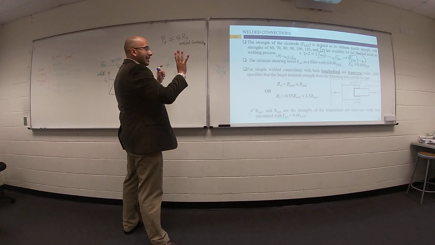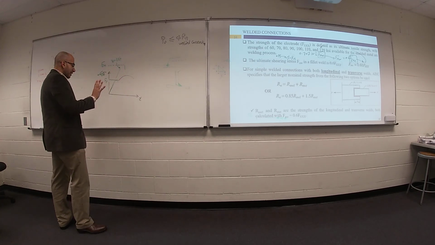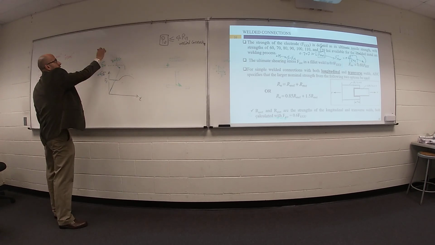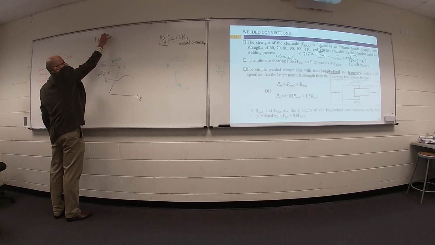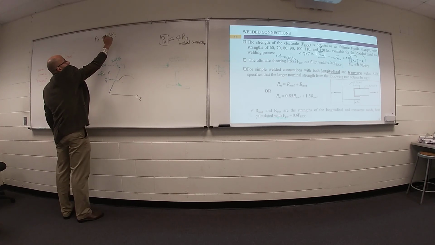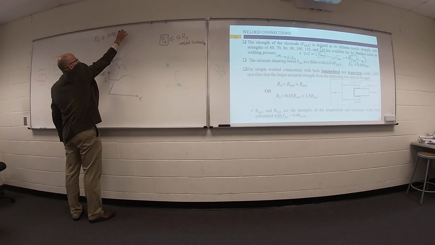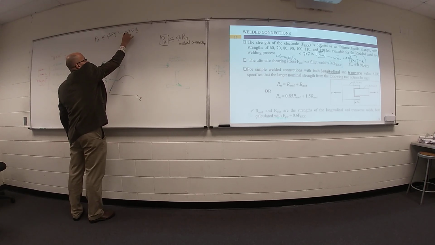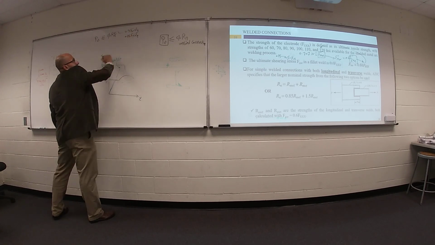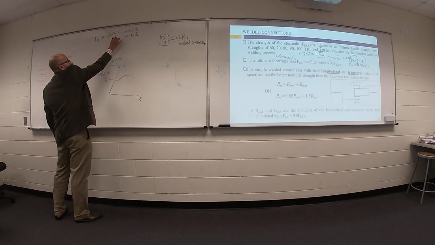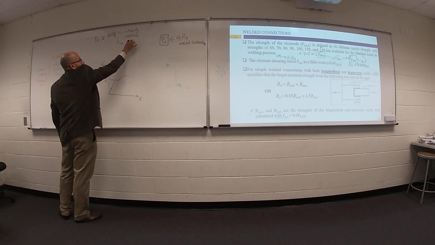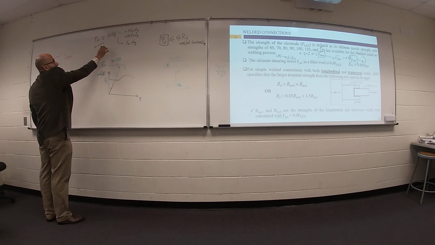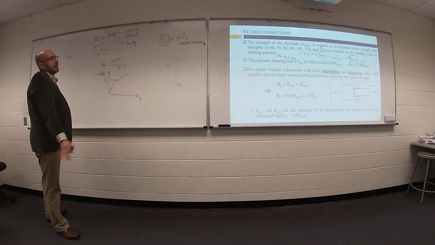So at any situation, you have many designs for B ultimate. Your B ultimate must be smaller than or equal Phi Rn, and your Rn equals 0.9 F ultimate area gross, or 0.75 F yield area effective, if you remember under tension, or F critical area gross, if you remember under compression. So you are in the stage to avoid any failure in the member itself.